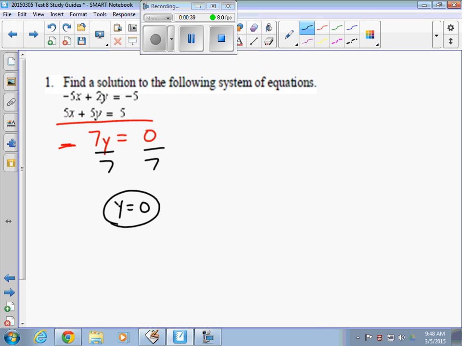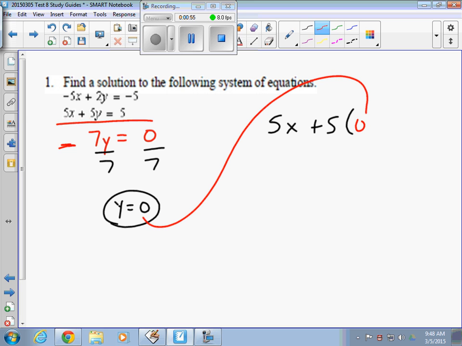Remember, that's not enough for an answer. You need an x, y coordinate. So you've got to plug it into one of the equations. I'll plug it into the second one just because I don't have to look at that negative. 5x plus 5y, or 5 times our new value of y, 0, equals 5. 5 times x is 5x. This part cancels out because it's times 0, equals 5.